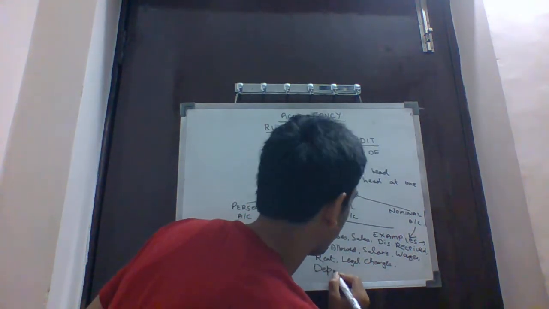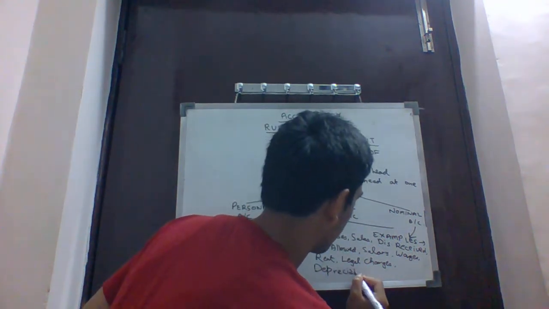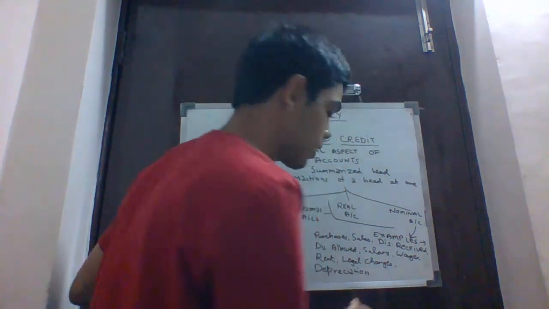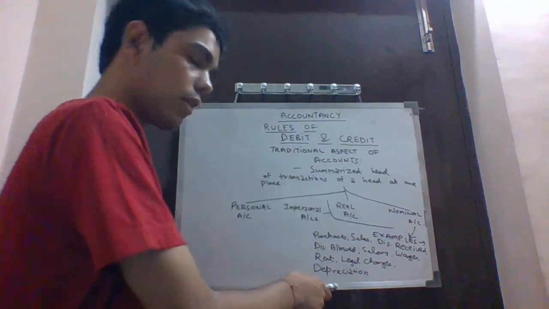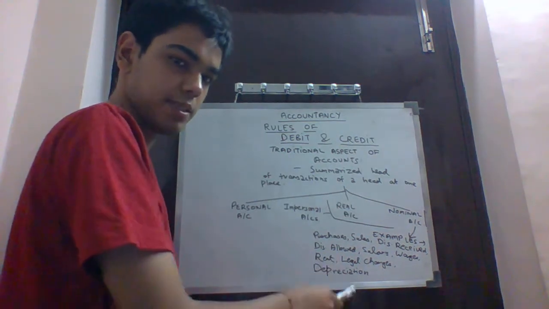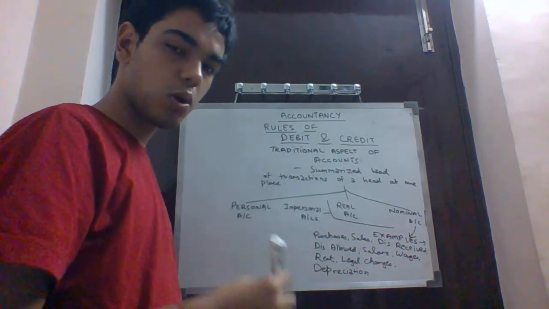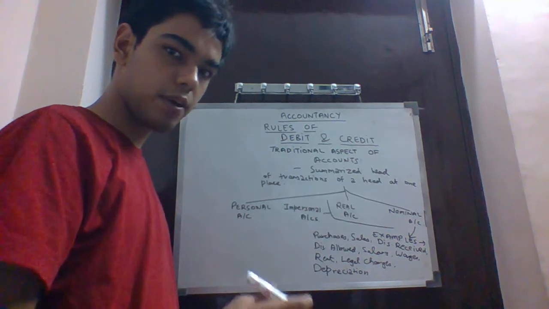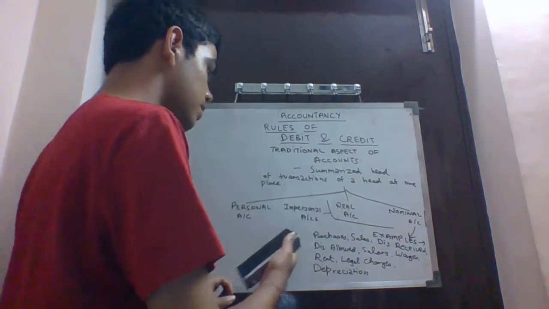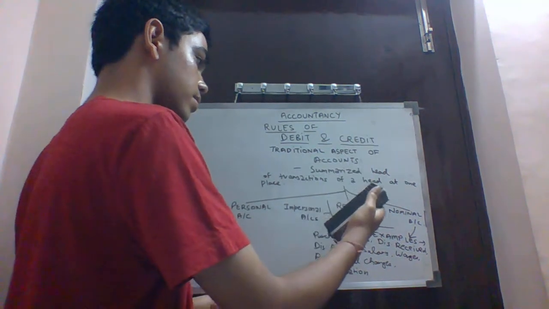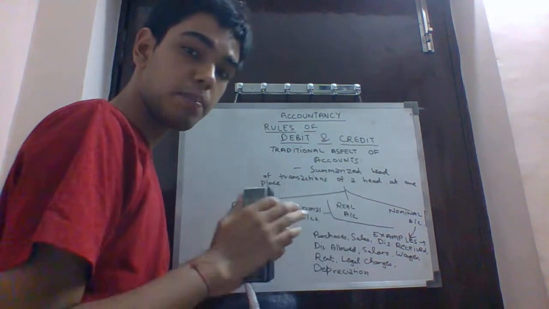Depreciation will also come under nominal account as it is an expense, though it is allocated to the asset. So depreciation will also come under nominal account, though allocated to an asset, but is an expense. And as it says, all expenses have a debit balance. Now, what are the rules regarding the personal and real nominal, combinedly known as impersonal accounts?